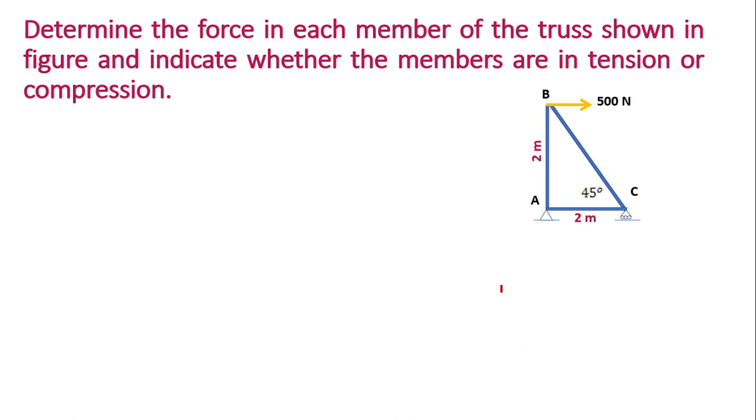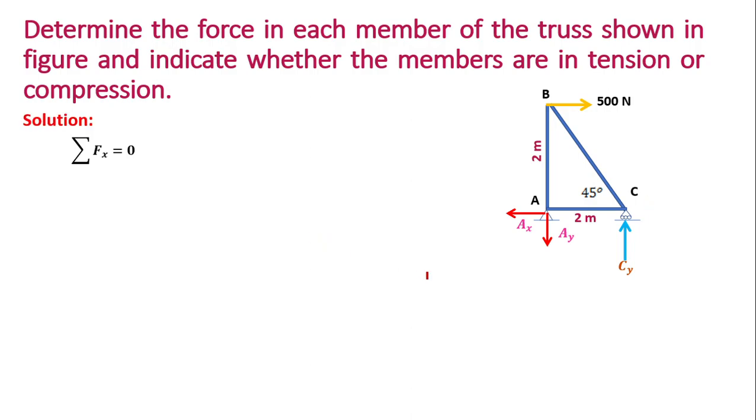So, let's try. We have an example here. We have to determine the force in each member, and we have to indicate whether it's tension or compression. Here we have a hinge and a roller. We can see that we have reactions AY and AX. I use A because of the point, joint A. And here, I use CY, for point, joint C.